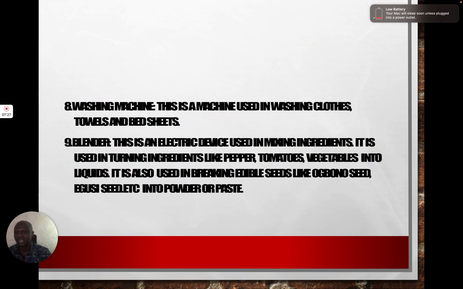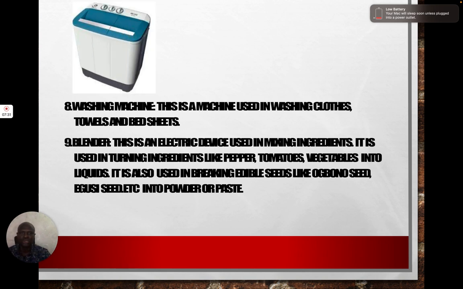Now let us see washing machine. This is a machine used in washing clothes, towels, and bed sheets. Instead of struggling to dry clean our clothes, we can make use of washing machine.